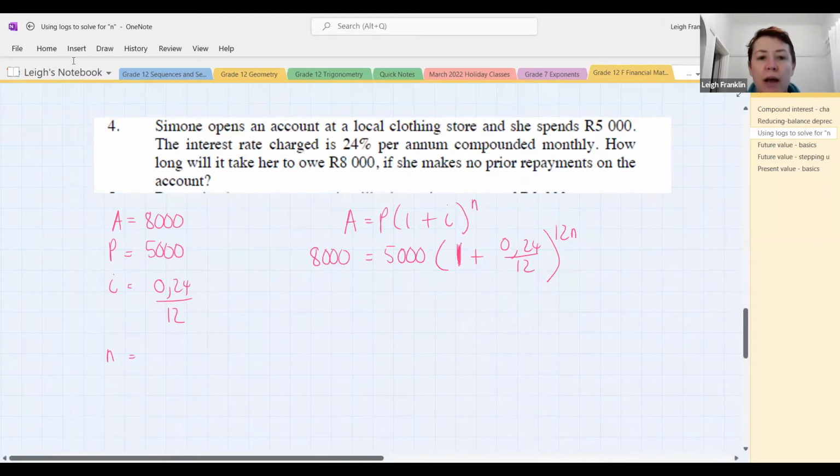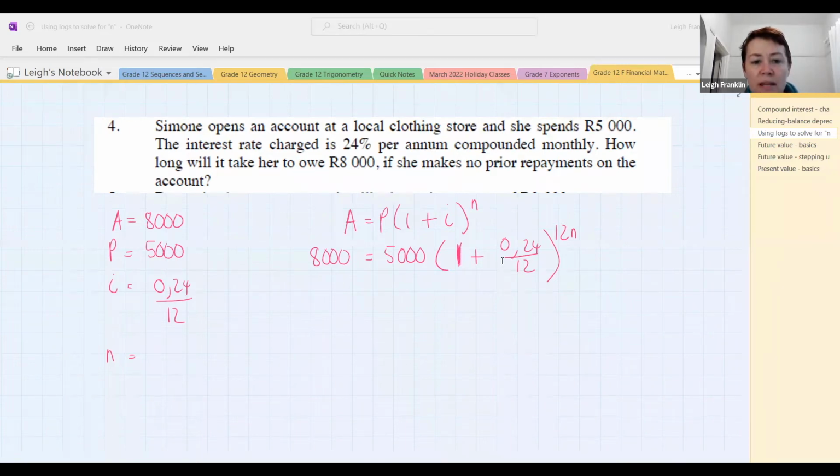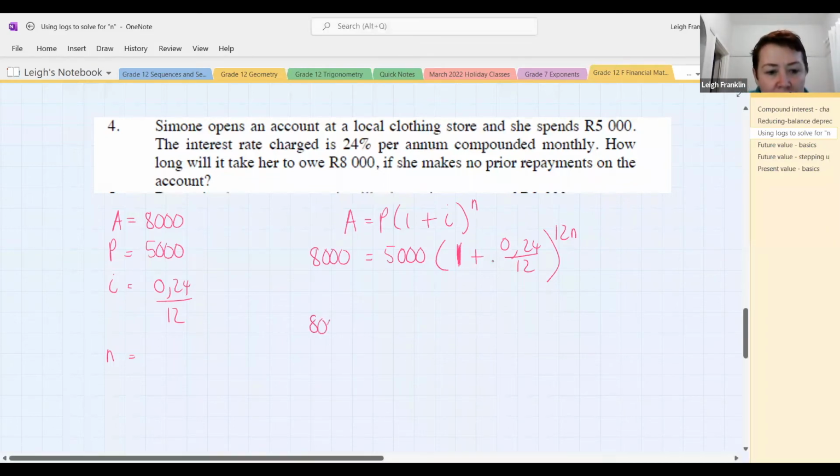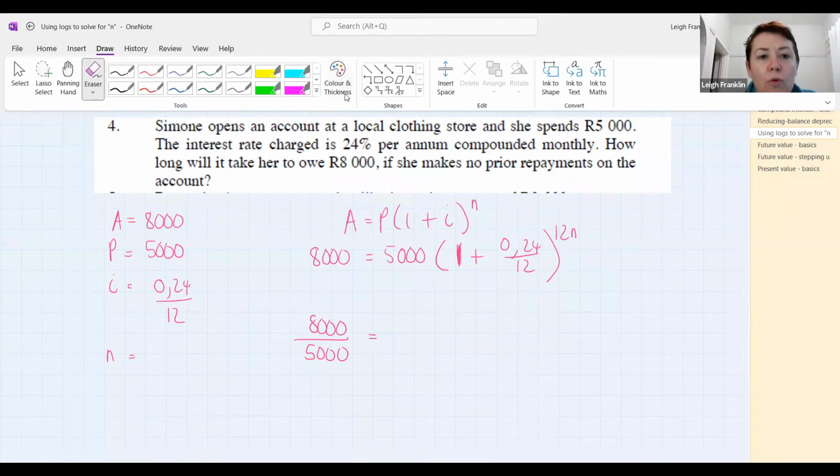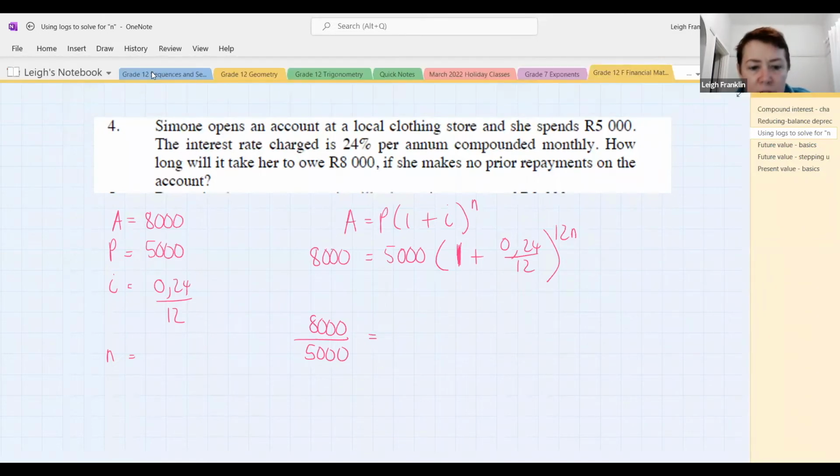And now again, we are going to have to isolate the base, which means we've got to divide both sides by 5,000. So that gives us 8,000 over 5,000 is. And then we can work out what the value of our base is. It's going to be 1 plus 0,24 over 12. I don't know about you guys, but I'm getting a base of 51 over 50. Or if you want to work with it as a decimal, that's also fine. Just whatever you do, don't round off. You've got to keep all your decimals. So it's going to be 1,02 to the power of 12n.